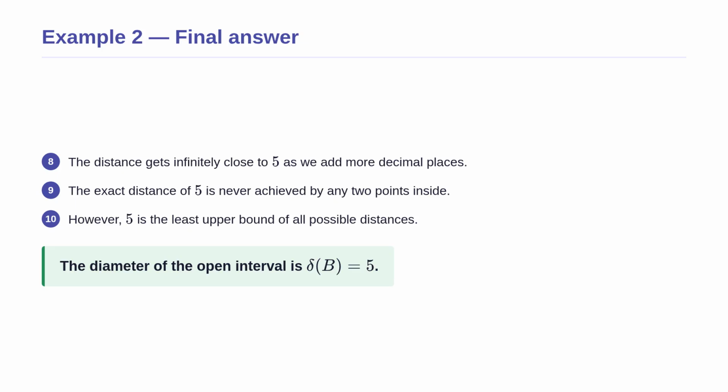As we continue this process, the distance between the points gets closer and closer to the absolute limit of 5. We can get as close to 5 as we want without ever actually reaching it, simply by adding more decimal places to our chosen numbers. Even though the exact distance of 5 is never actually achieved by any two specific points inside the open interval, the distances get infinitely close to it. Therefore, 5 is the supremum, or the least upper bound of all possible distances. This perfectly illustrates why the formal definition uses a supremum instead of a simple maximum.